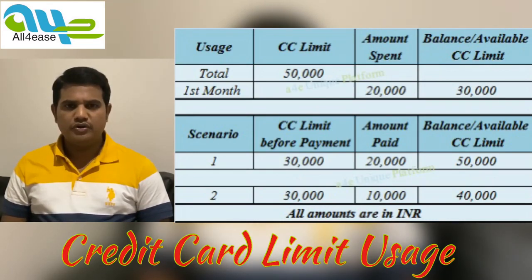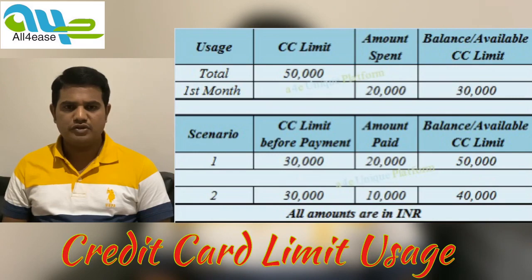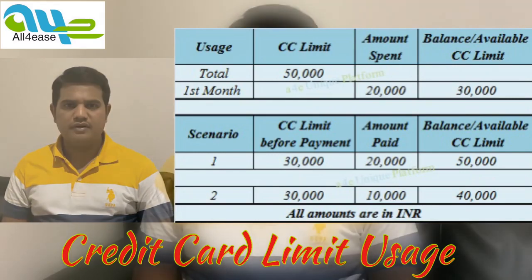First scenario, you are paying the total billed amount of 20,000 rupees. So your credit card limit will increase to 50,000 rupees. Second scenario, you are paying only 10,000 out of 20,000 billed. So your credit card limit will increase to 40,000 only. Till you pay the balance amount of 10,000, you will not get your full credit limit of 50,000 rupees. This is how the credit card limit works.